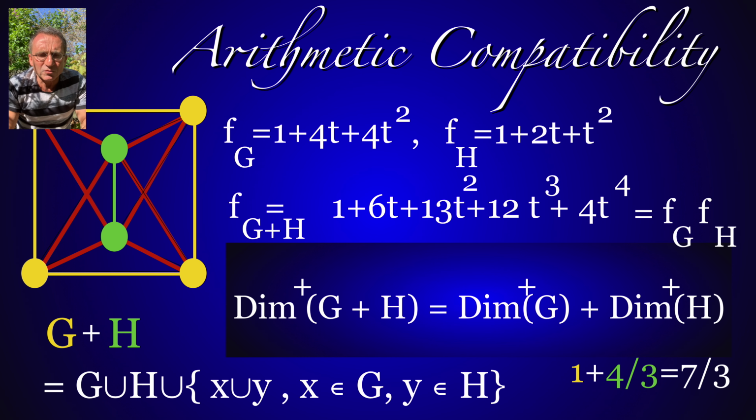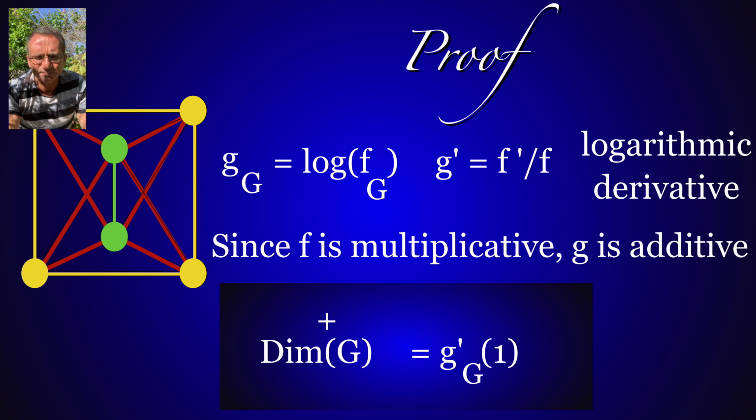The join of two complexes defines an arithmetic operation which is a monoid. The zero element is the empty complex. The f function of the sum of two complexes is the product of the f functions of the individual complexes, and this immediately implies that the average simplex cardinality is additive.